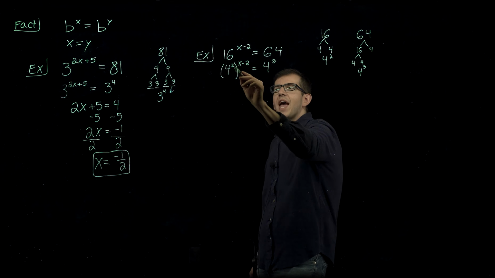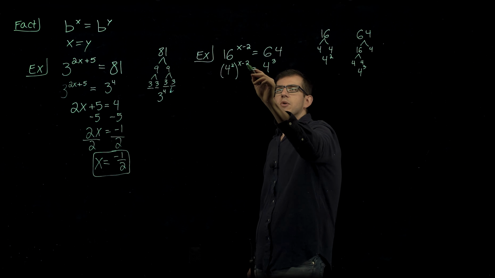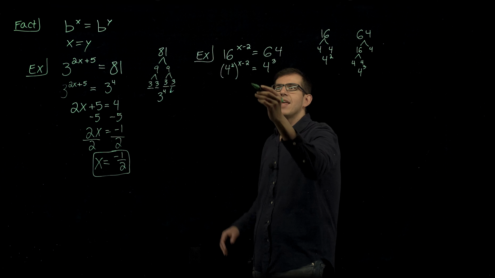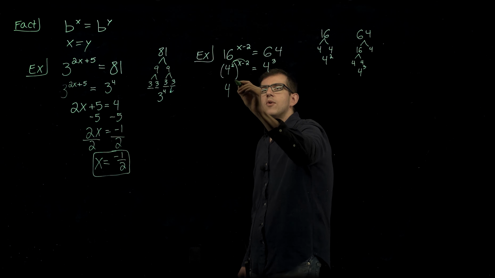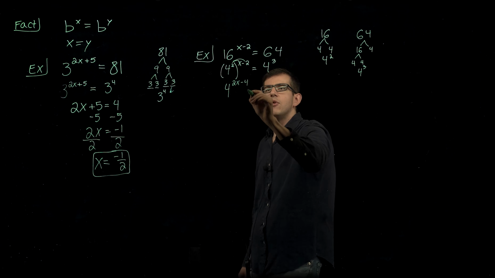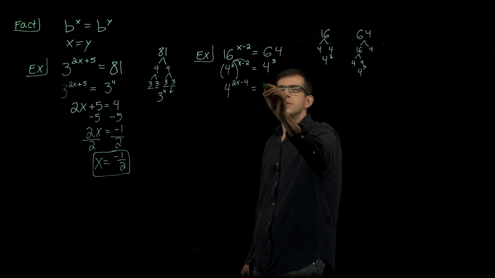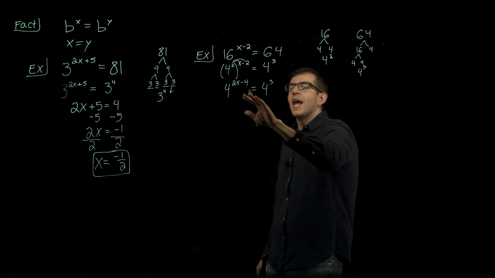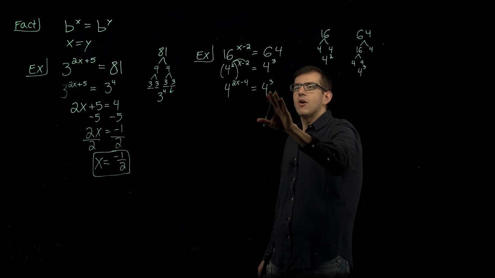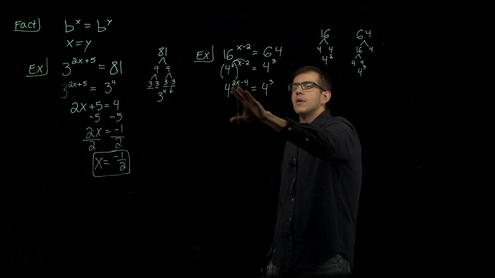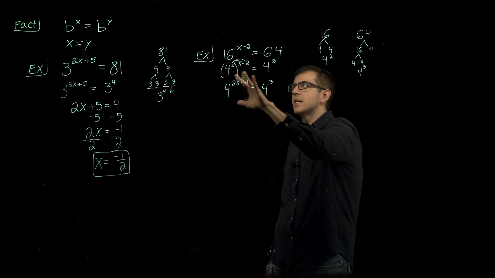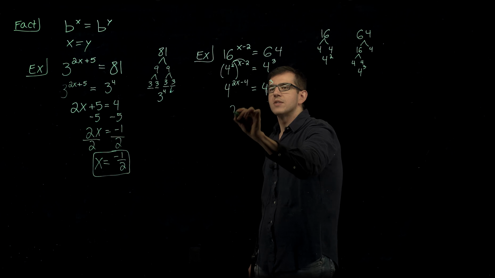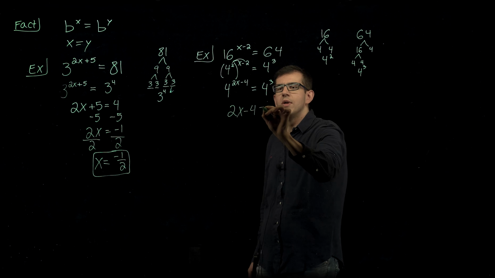At this point, we have an exponent being raised to another exponent. Whenever you raise an exponent to another exponent, you multiply them together, meaning we're going to distribute this 2, leaving us with 4 to the 2x minus 4 equals 4 cubed. And at this point, our bases are now equal. The exponents are no longer attached to each of them, so we can now drop the bases as we did in the previous problem, giving us 2x minus 4 equals 3.